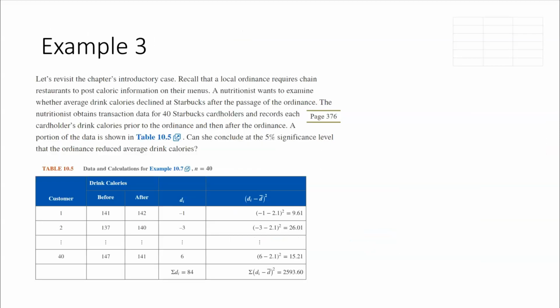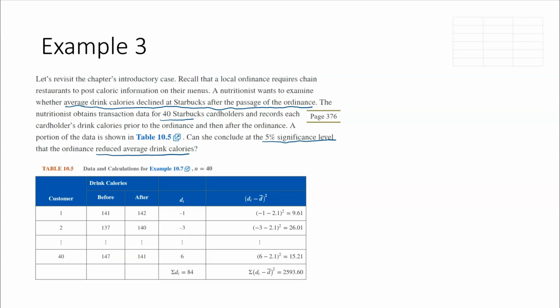All right, so let's take a look at this example here. In this example, they don't actually give you the data right away, but the problems that you're going to see in your homework do give you the data. So I'm just going to very quickly remind you, because this problem can take a little bit of time, but I'll do it a little quicker for you. A nutritionist wants to examine whether the average drink calories declined at a Starbucks after the passage of the ordinance. They had 40 Starbucks records, and they want to know at the 5% significance level.